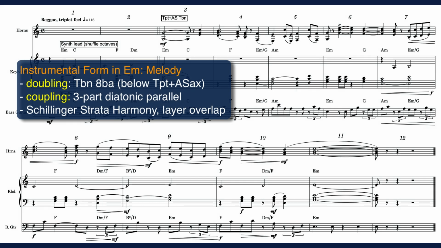I decided to also process the melody part. It is played by a trio of horns, trumpet, alto saxophone and trombone. They mostly play unisono, with trombone doubling at the lower octave.